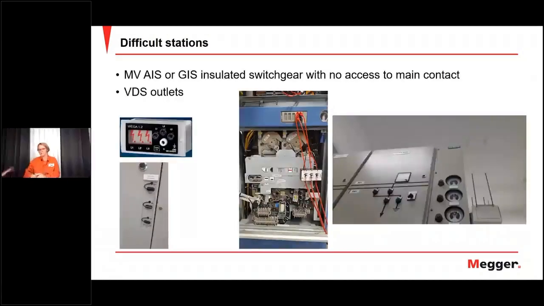We looked at medium voltage breakers which were difficult to access. We have some air insulated and gas insulated switchgears where you can't access the main contact. Some of these have an outlet called VDS. There are a few examples here in the picture: Vega here, another type here, and the third type here. And here you can see a VDS accessory. So you can use this to measure the timing without connecting at the main contact.